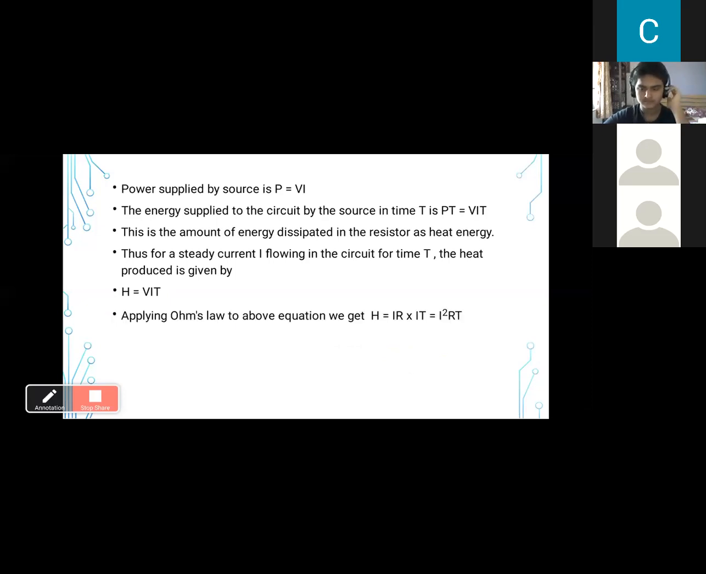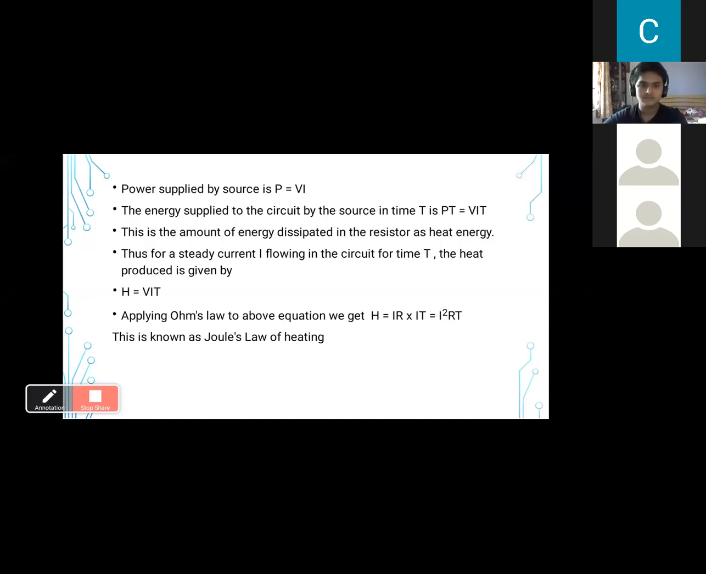Now if we apply Ohm's law here, we get I square RT. Because already we have learned, V into I is power, and we can replace power as I square R also. So we can write H as I square RT. And H equal to I square RT is actually known as Joule's law of heating.